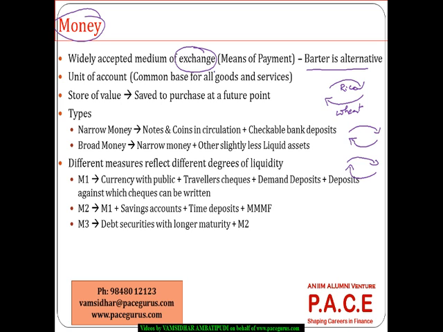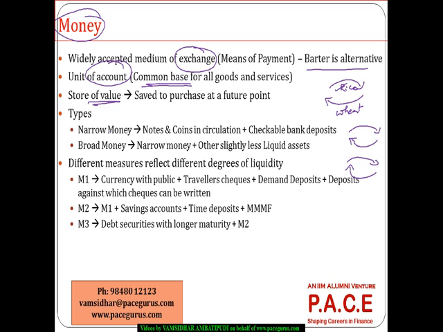Money has created a kind of revolution in today's world, and it's a unit of account because almost every item's price is expressed in the form of money, not in the form of anything else. It is expressed in dollars, Indian rupees, currencies of different countries, but at the end it is expressed in the form of money itself. So there is a common base set for all goods and services. And it's a store of value also because I can save it today to make a purchase at a future point.